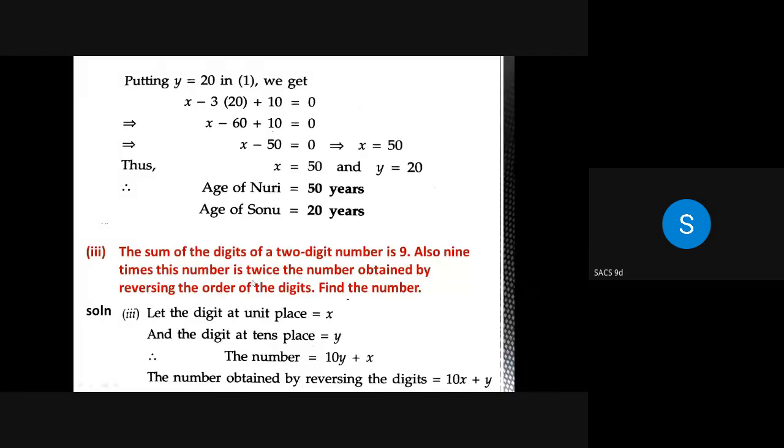Okay. The next word problem. The sum of the digits of a 2-digit number is 9. Also, 9 times this number is twice the number obtained by reversing the order of the digits. Find the number. Now, these are very important digit-related problems.